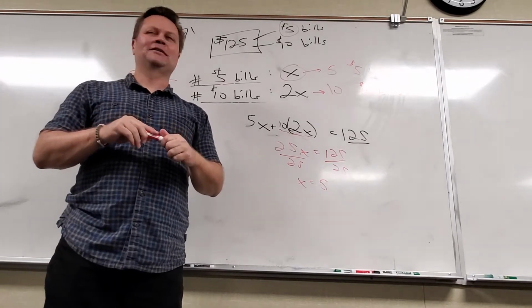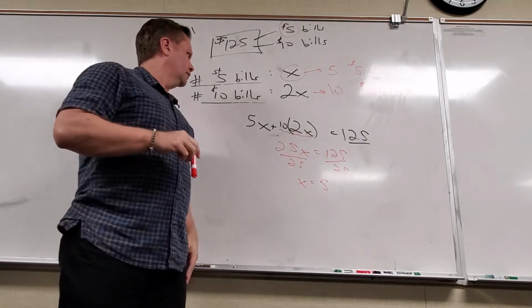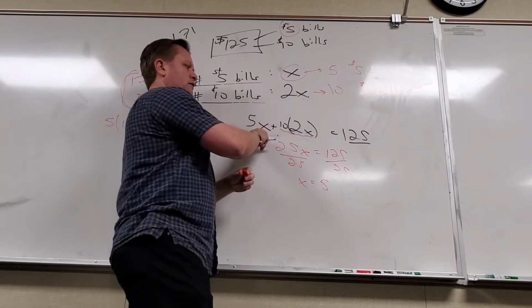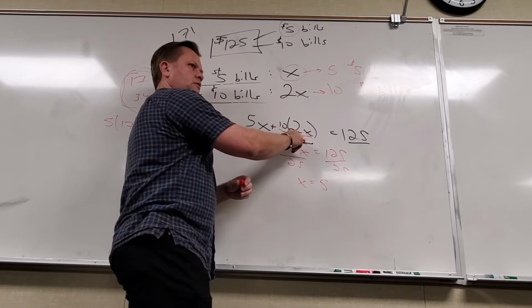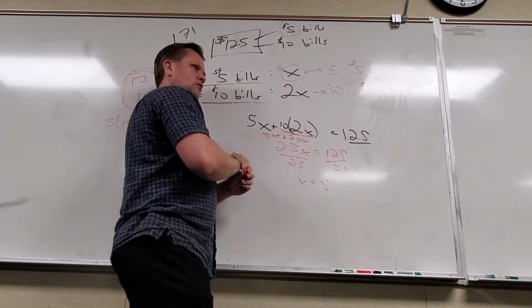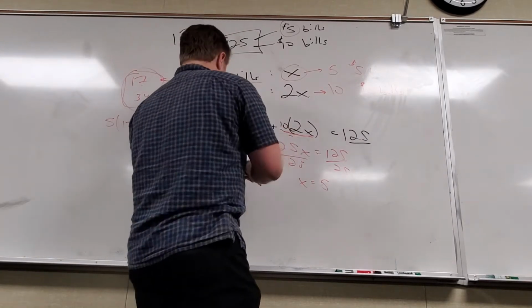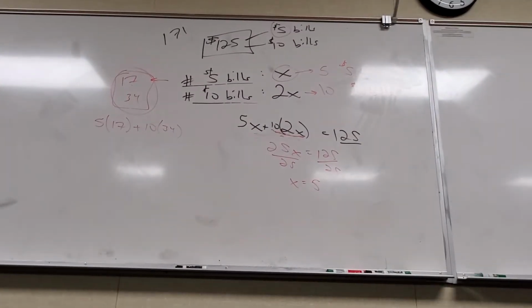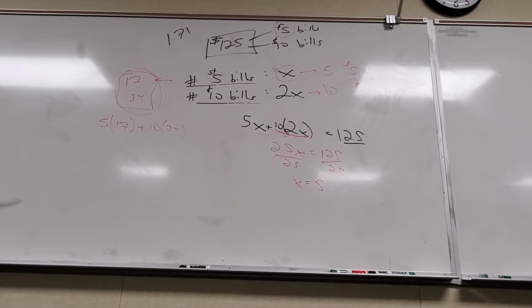Question. Yeah. How did you get 25x? Because 5x times 2x? No. All right. 5x. What's 10 times 2? 20. So 5x plus 20x. I thought when they're not like terms, you cannot do anything with them. No. I never ever said that.